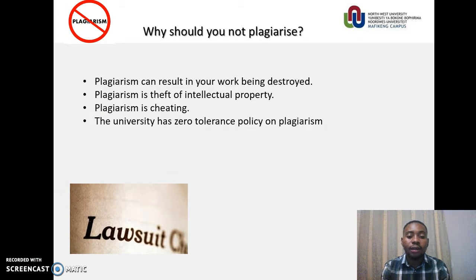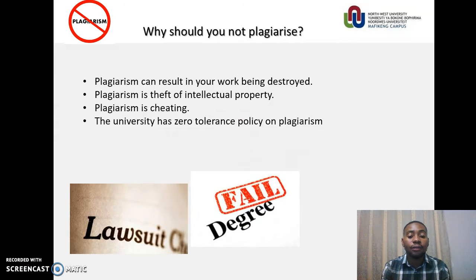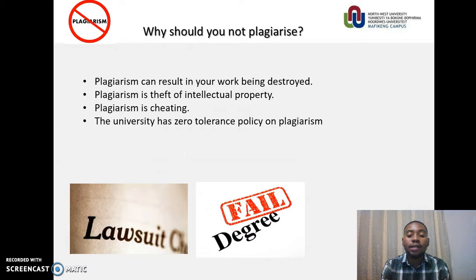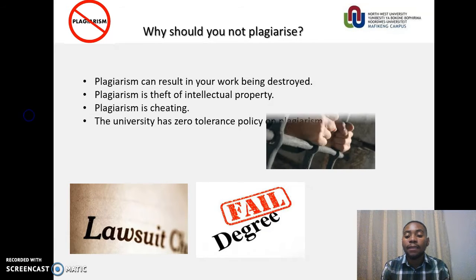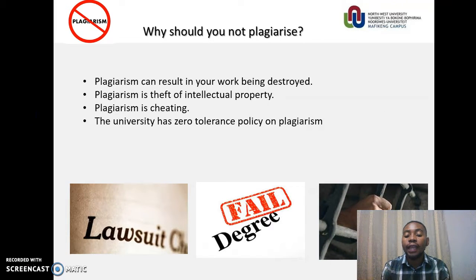As you can see there, one can face a lawsuit. This one flows consequently and naturally from a plagiarized work. You fail your degree, you are banned from the institution, and the worst fear is imprisonment. One can be imprisoned for plagiarism.